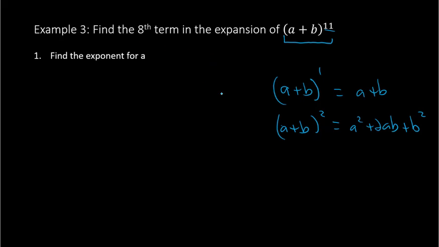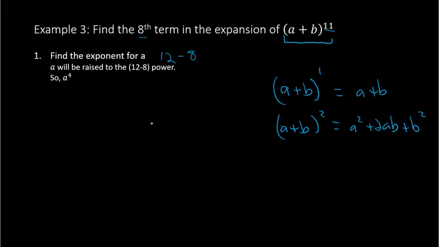So to find the 8th term in this expansion, we find the exponent for a. We would have to take 12, because there's 12 terms, and then subtract 8. That gives you the exponent. So it's 12 minus 8, or 4, for the exponent. So that becomes a to the 4th power.